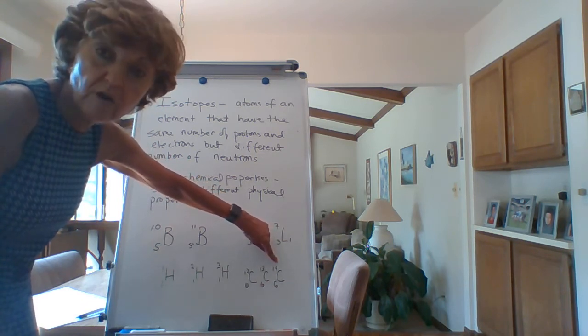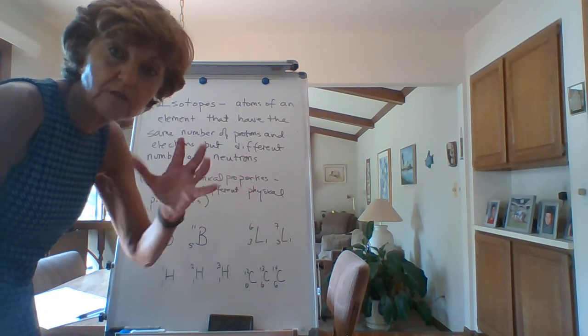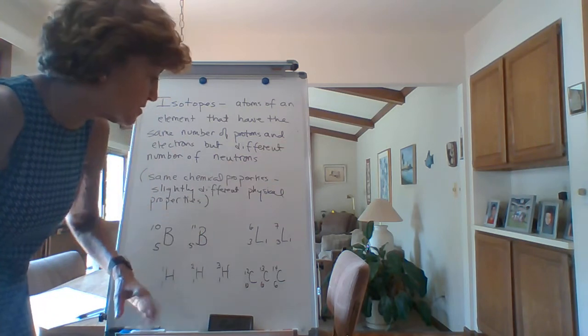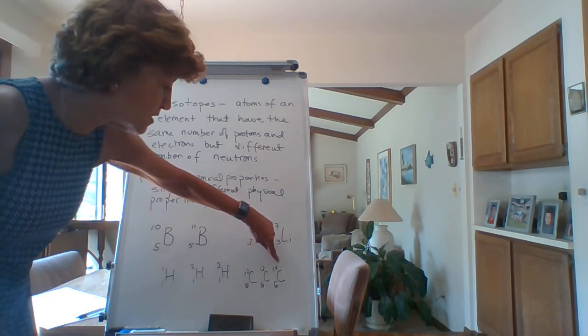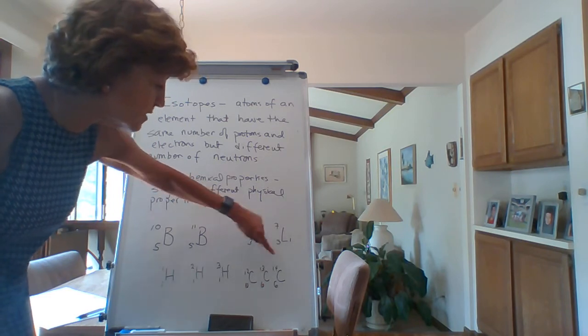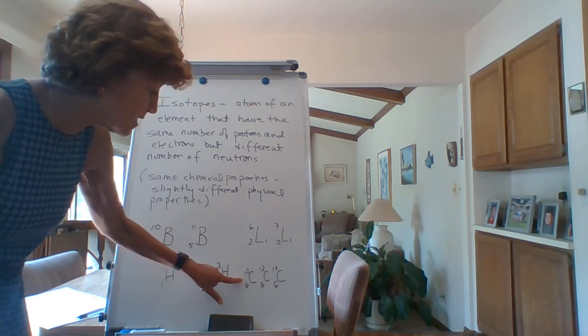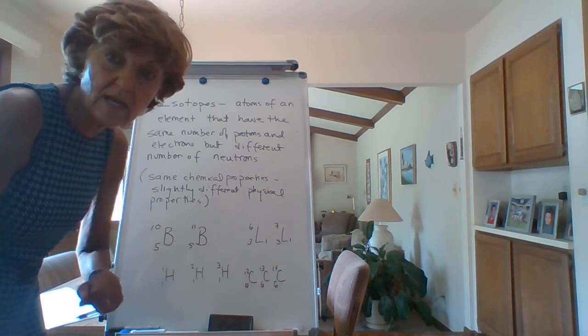You may have heard of carbon-14 dating. They use that radioisotope to figure out how old a fossil is or stuff like that. But anyway, so carbon-12, carbon-13, carbon-14. How do they differ? They differ in the number of neutrons. So this one has 6 neutrons, this one has 7 neutrons, and this one has 8 neutrons.